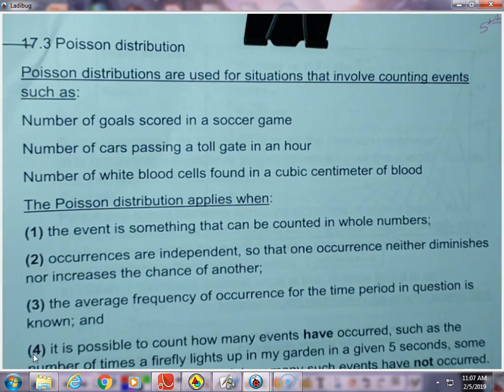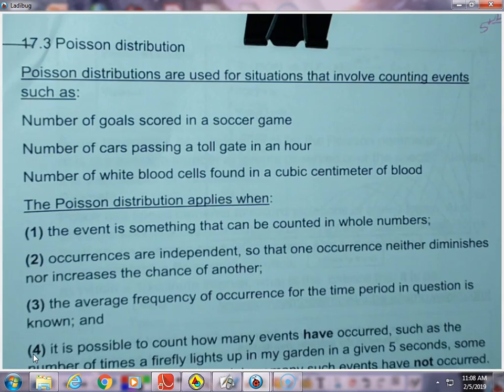Okay, so today we're going to do Poisson distribution. So our CLC is I can determine the Poisson distribution. It's fantastic because all I have to do is change the binomial to Poisson. Awesome. Okay, so you have to know when to use each type of distribution.